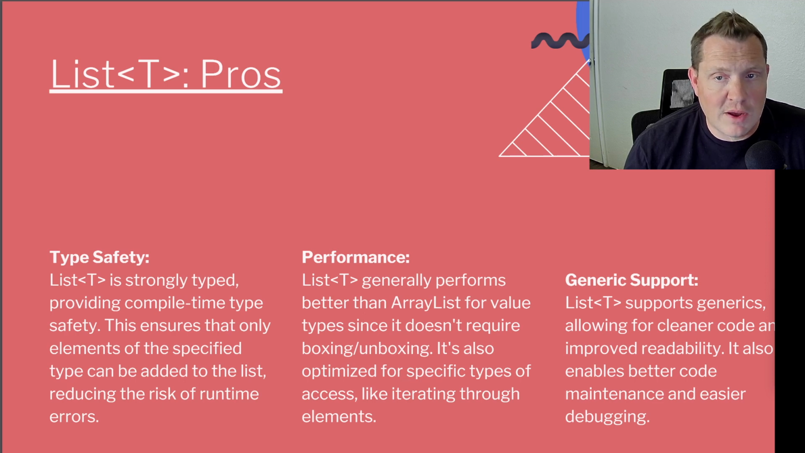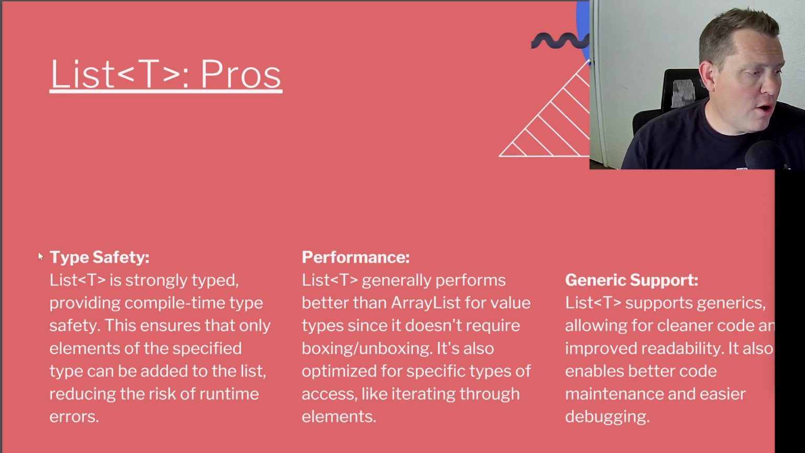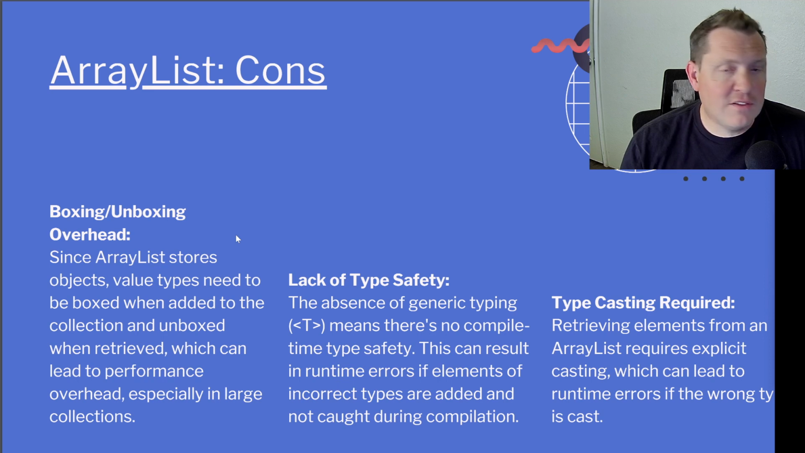It's also optimized for specific types of access like iterating through elements. Lastly, the generic support. A List of type T supports generics, allowing for cleaner code and improved readability. It also enables better code maintenance and easier debugging. All right, so those are the pros. Let's go back to some of the cons here.